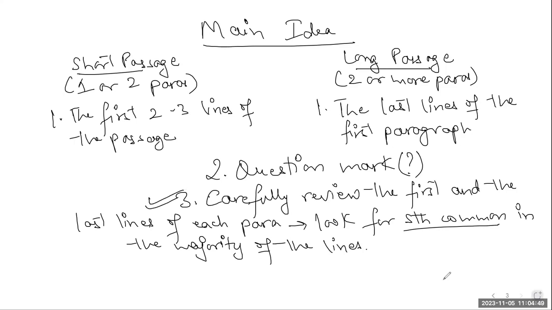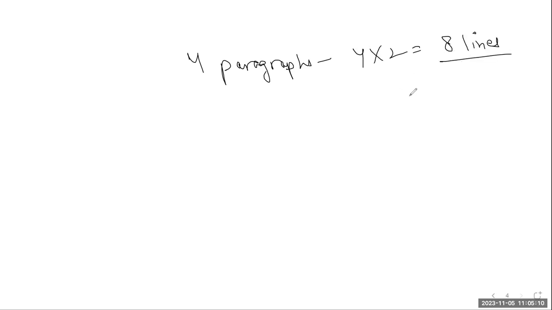So let's say there are 4 paragraphs. Okay. If there are 4 paragraphs, then that means you review 8 lines, the first and the last lines. You will see that out of these 8 lines, if not all, there would be around 5-6 lines. The majority of the lines, they will either use a common word or a common idea. That common word, that common idea is actually the main idea of the passage.